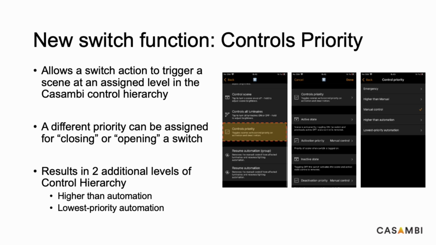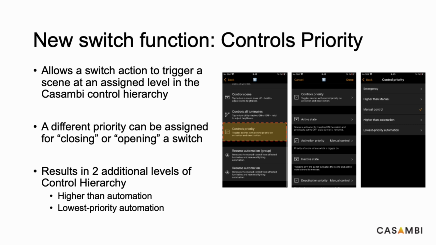You can select one scene per state, so you can have an active scene and an inactive scene triggered, and for either one of those options you can select an activation priority level. This means that you can trigger a scene at a different level in the Casambi control hierarchy than manual control. Manual control is the default for switches because it's a manual action, but with the control priority option you can select the scene to trigger at a priority level higher than manual, or at the lowest priority, automation. Those are actually two new priority levels that are introduced in the Casambi system.